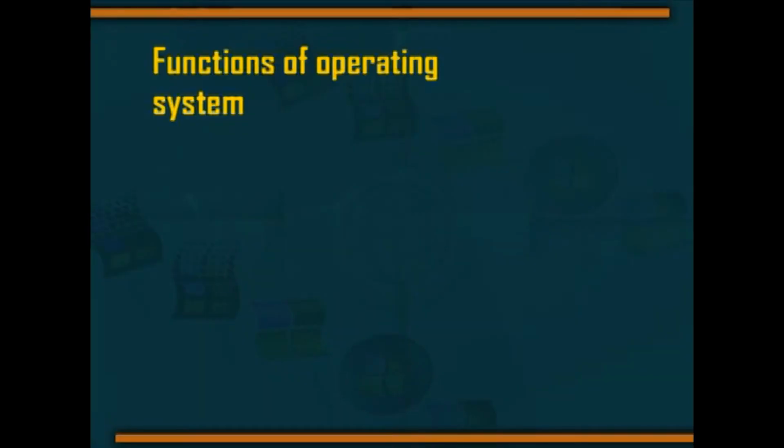Let us now understand functions of operating system. First one, process management. A program does nothing unless its instructions are executed by a CPU, that is the central processing unit. A program in execution is a process.